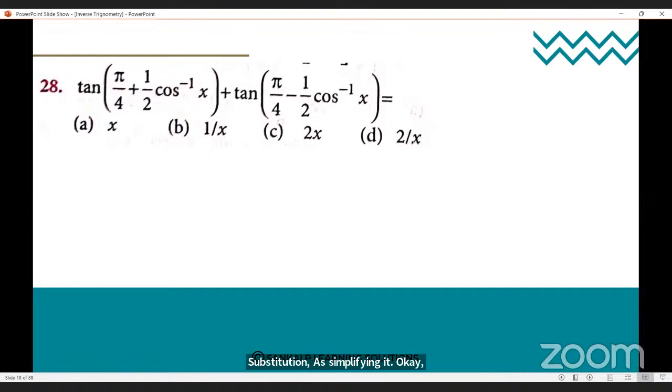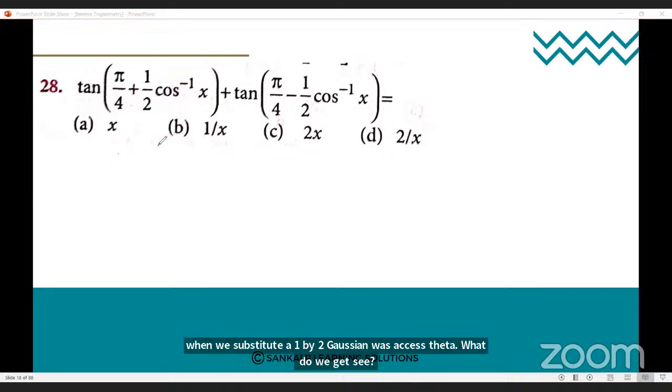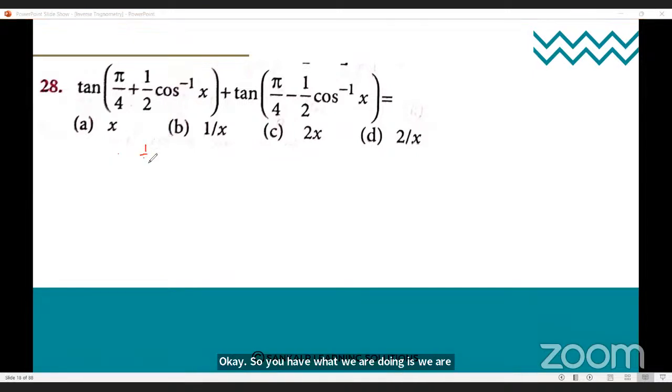Here we will substitute 1/2 cos⁻¹x as θ. So when we substitute 1/2 cos⁻¹x = θ, what do we get? cos⁻¹x is equal to 2θ, or x is equal to cos 2θ.